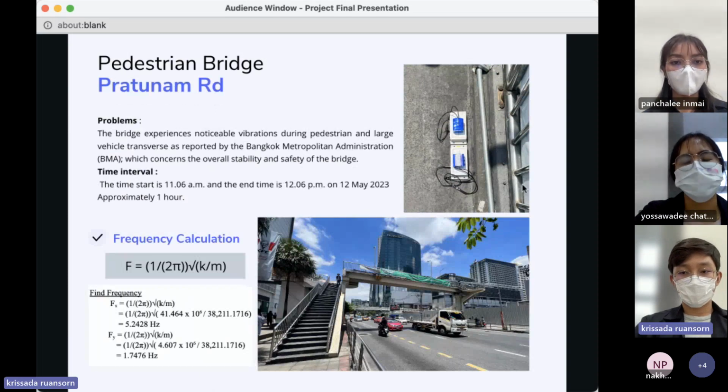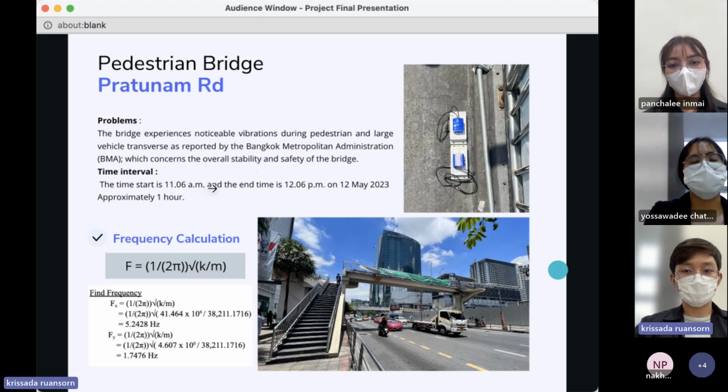This experiment aims to identify any potential problems. The main problem with the bridge is that it experiences notable vibration during pedestrian and large vehicle transport, as reported by the Bangkok Metropolitan Administration. This issue can potentially affect the stability and safety of the bridge.